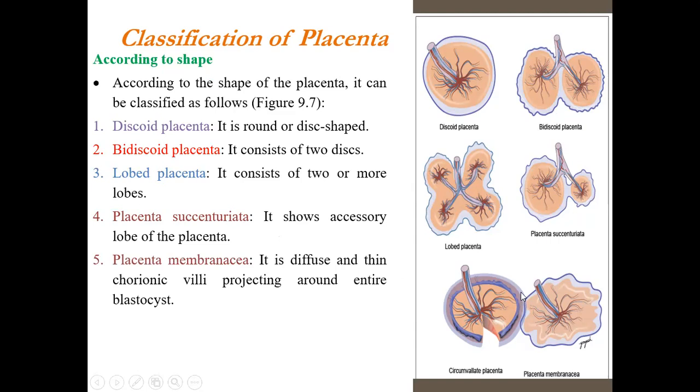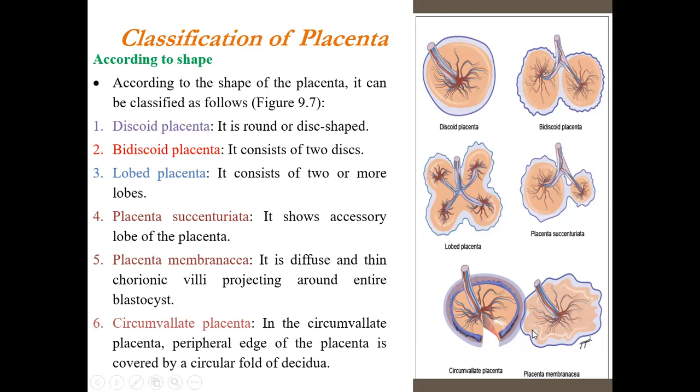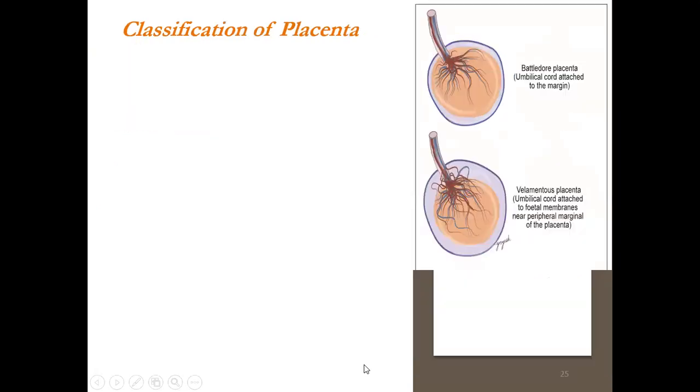Then is placenta membranacea. It is a diffuse and thin chorionic villi projecting around the entire blastocyst, not at just one place but the entire blastocyst. So that is placenta membranacea. Then we have circumvallate placenta, that in the circumvallate placenta the peripheral edge of the placenta is covered by a circular fold of decidua. So circumvallate placenta.